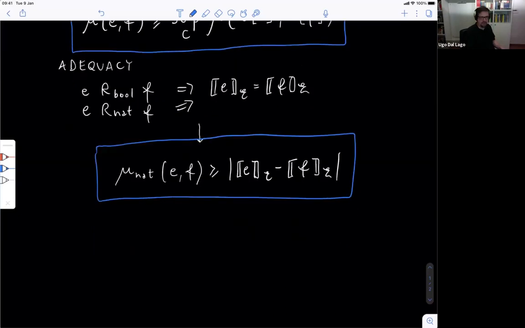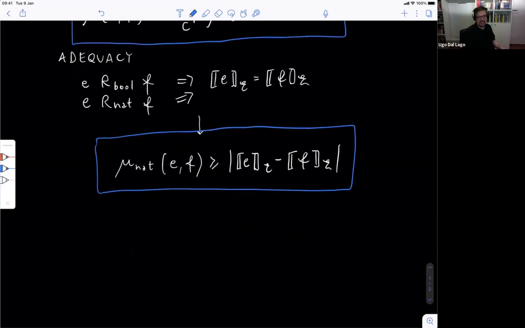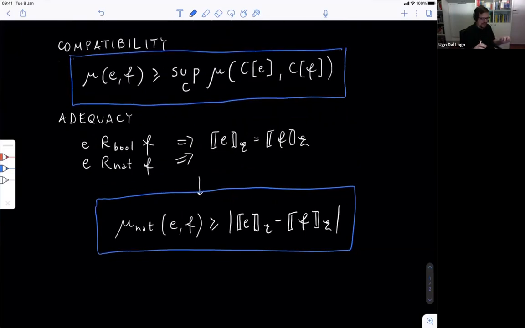So far, so good. Very good. It seems nice, isn't it? But there is a problem, actually, which maybe some of you have already spotted. If you impose at the same time compatibility and adequacy, the kind of metrics on programs you can obtain is very poor.